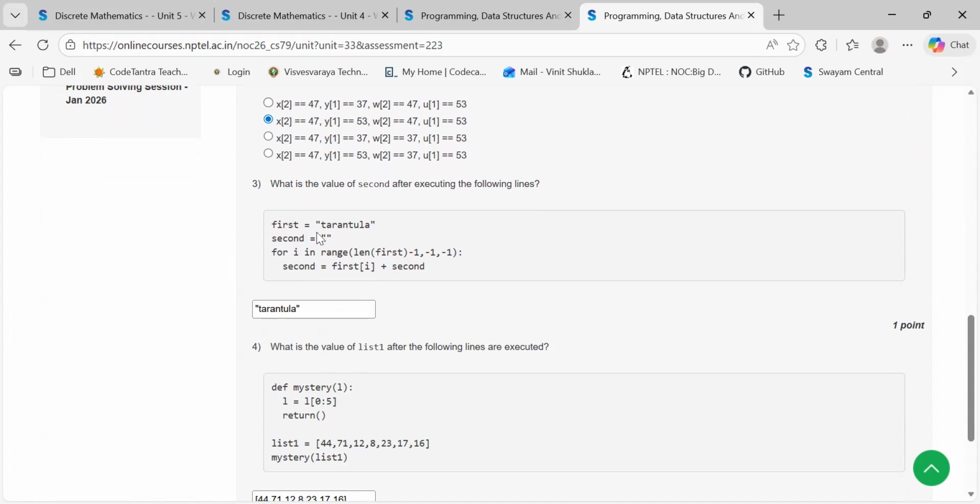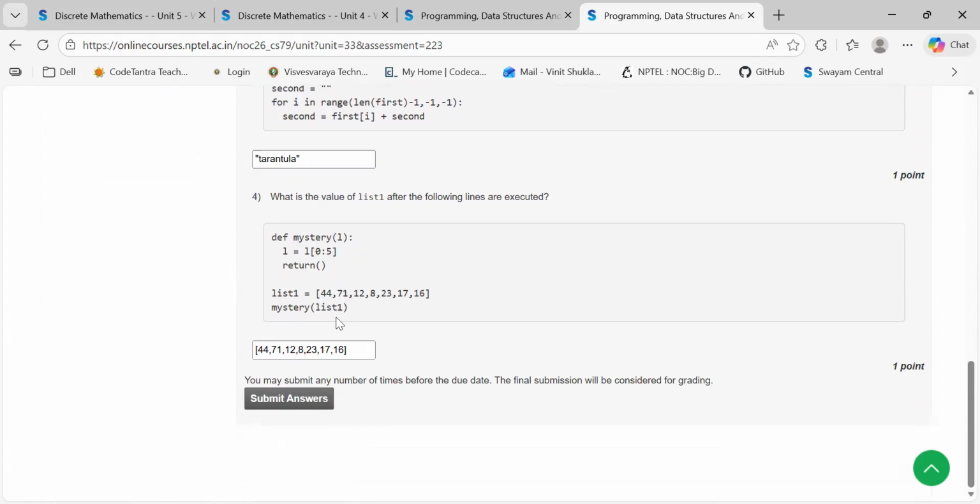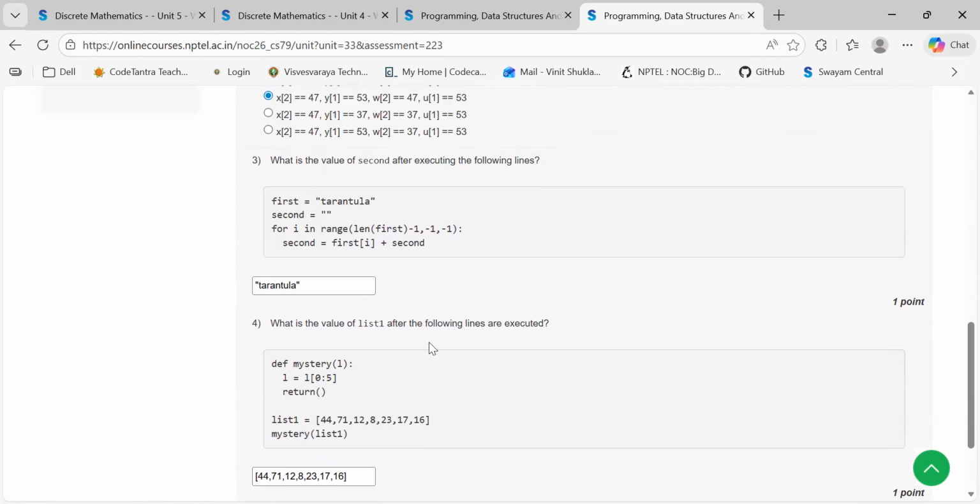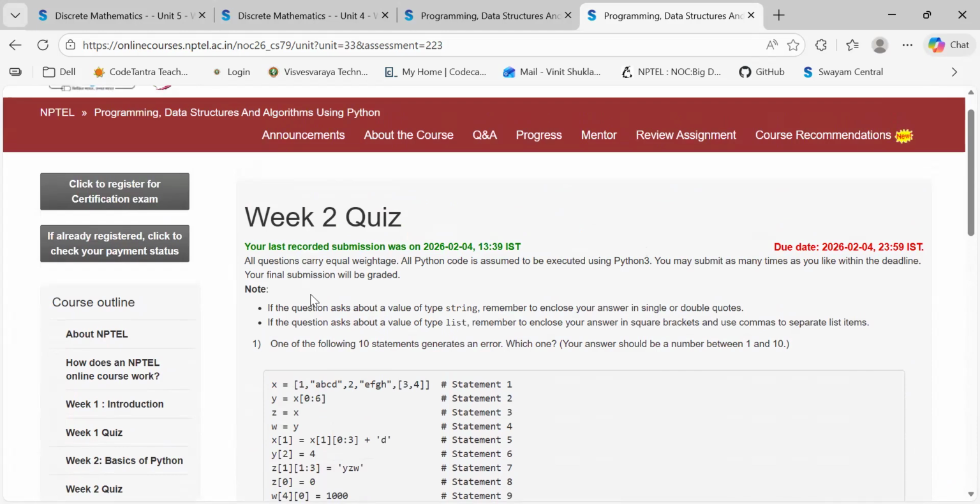Question number 3, this particular string pattern will come. Question number 4, this list will come. So these are the answers for the week 2 quiz, right?